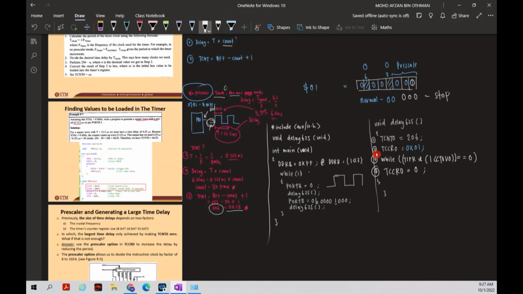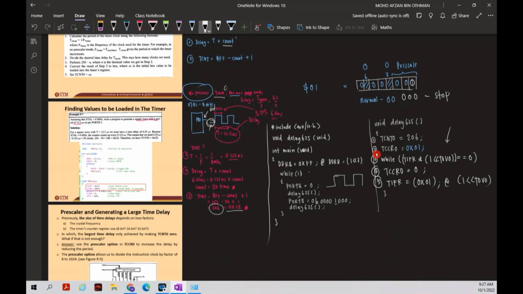And step number 5, you need to reset your TOV flag. So how to reset the TOV flag? You need to put 1 to your TOV0. You can simply write TIFR equals 0x01, or equals 1 shifted by TOV0, putting 1 to your TOV0.